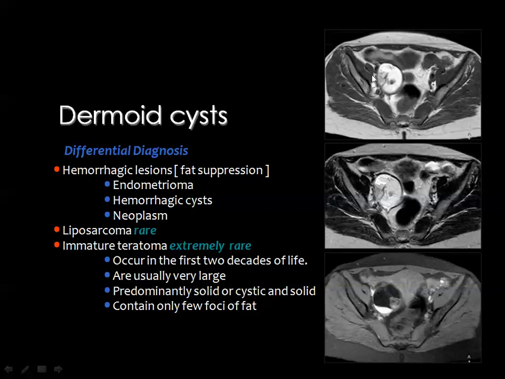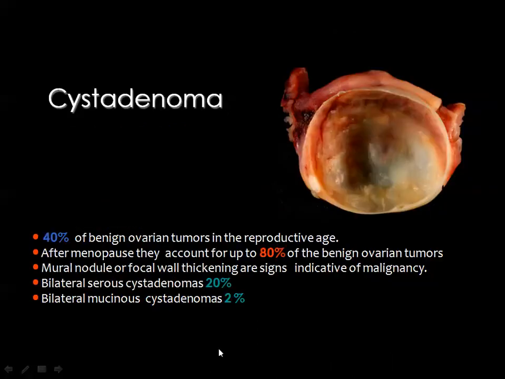Then this is T1 weighted image, T2 weighted image, and T1 fat suppressed image. On the T1, the fat is bright and somewhat bright in the T2, but it is suppressed in the fat suppressed images. Then there are two types of ovarian cystadenoma, the serous and the mucinous cystadenoma.